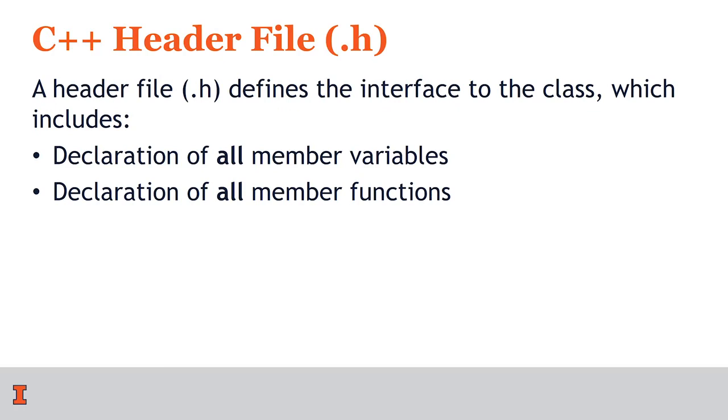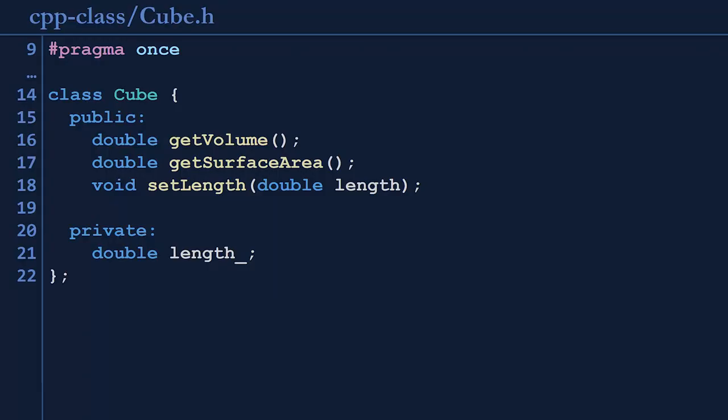Again, the header file is simply an interface to the class, and it includes the declaration of all of the member variables and the declaration of all of the member functions, but it does not include the implementation of those functions. So what we expect in a header file is going to be something akin to an API, where we're going to define exactly what programmers can call in our class and exactly what our class stores, but not how those things work. Let's go ahead and build ourselves a header file for the cube. Again, here in the CPP class directory, we have cube.h, and in this cube header file, we're going to see our very first header file.